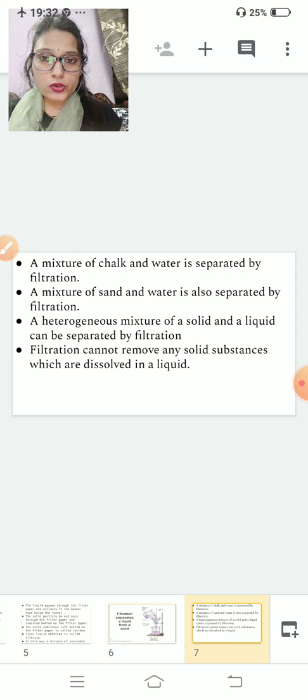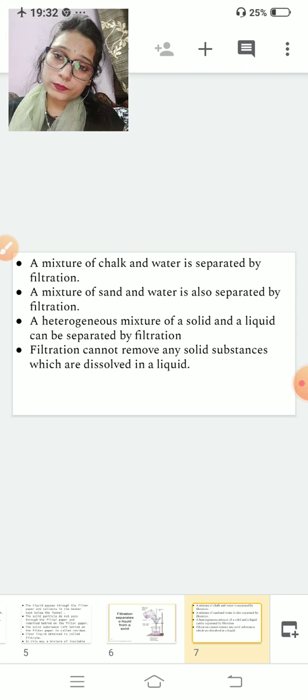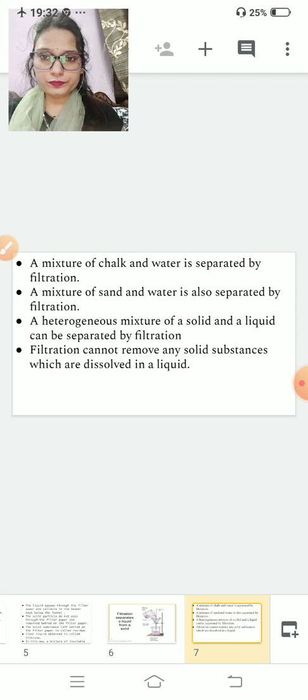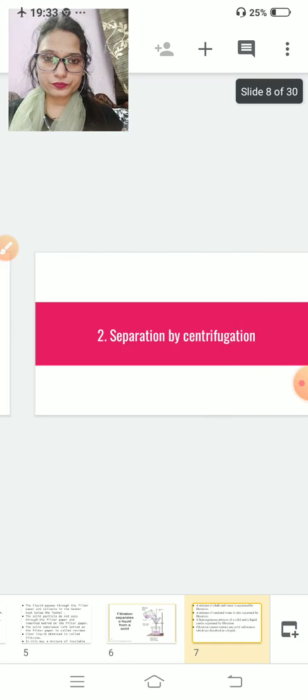See, if you want to filter out sugar from water, you can't do it with the help of filtration, because it will dissolve in the water. It will come down with the water. Clear? So this method you can use only when your solid is undissolved in a liquid. Clear? Shall we go ahead?